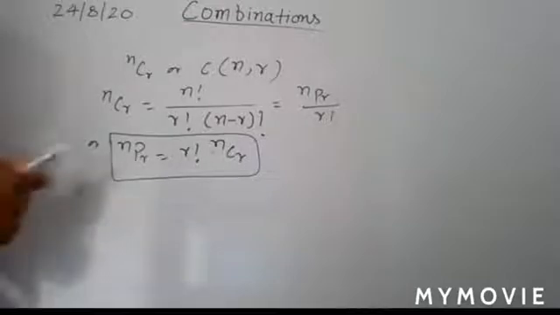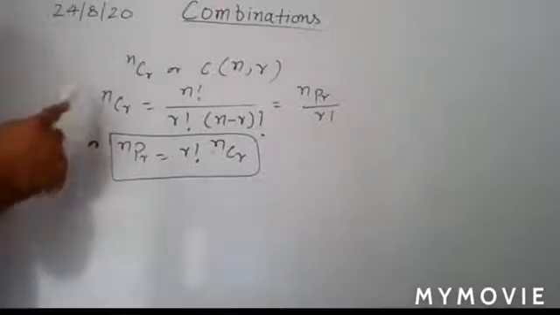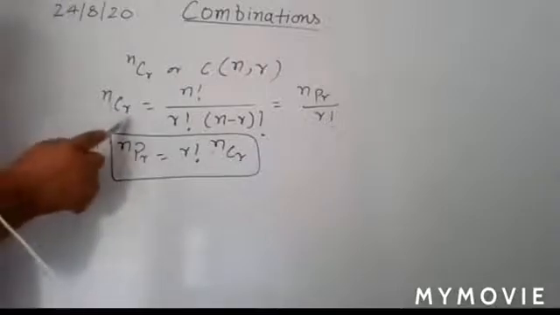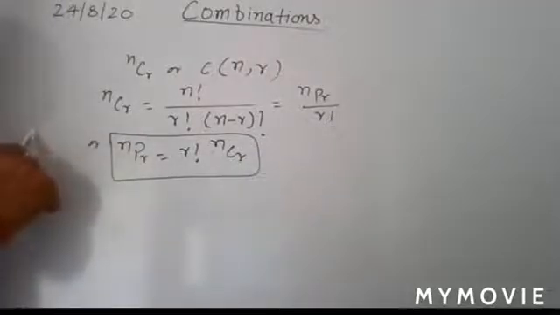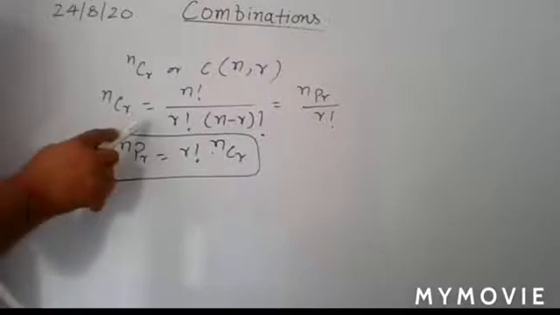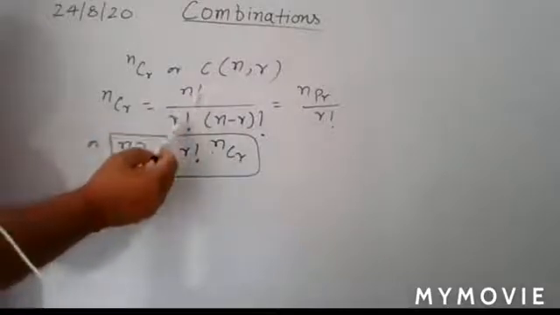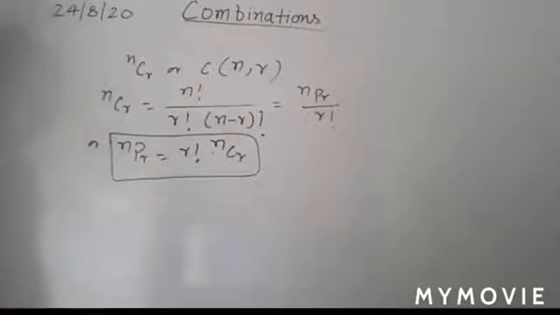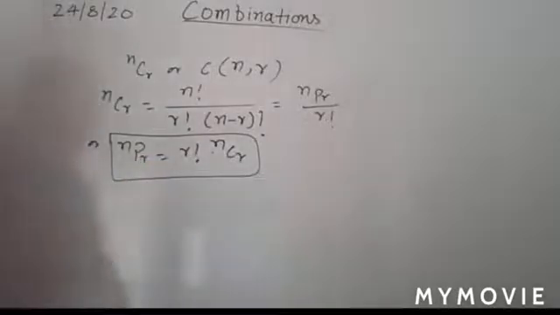What does it mean? Here you have n total distinct objects, and out of them you select r distinct objects. That can be done in factorial n upon factorial r into factorial n minus r ways.